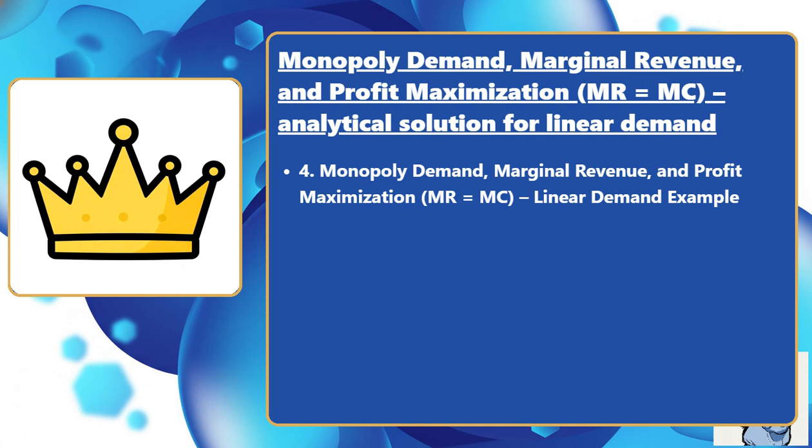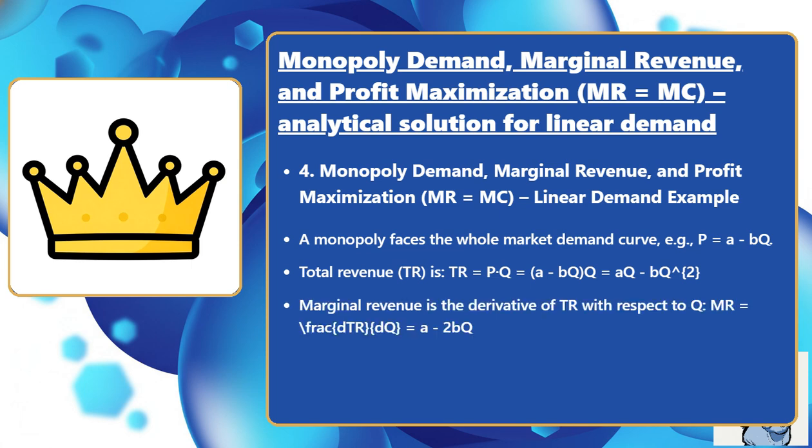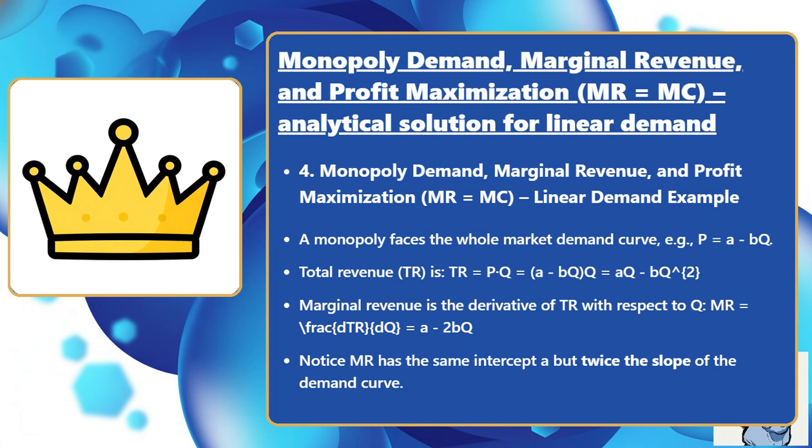4. Monopoly demand, marginal revenue and profit maximization. MR equals MC, linear demand example. A monopoly faces the whole market demand curve, for example P equals a minus BQ. Total revenue TR is TR equals P times Q equals (a minus BQ) times Q equals aQ minus BQ squared. Marginal revenue is the derivative of TR with respect to Q. MR equals dTR over dQ equals a minus 2BQ. Notice MR has the same intercept but twice the slope of the demand curve.